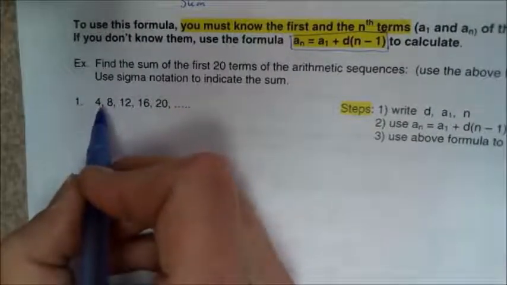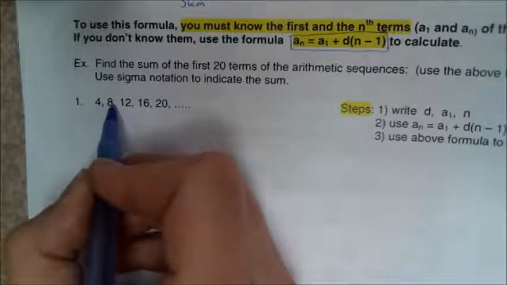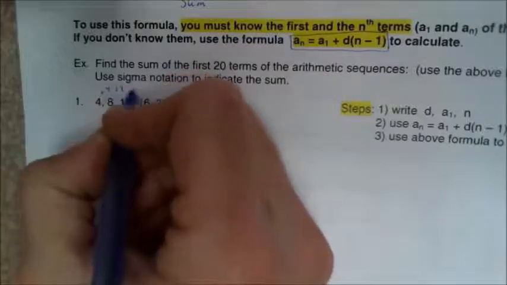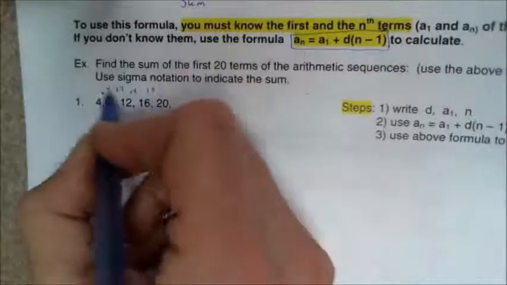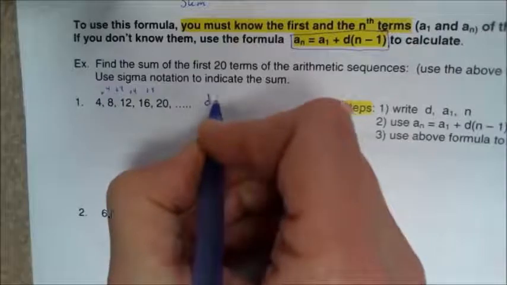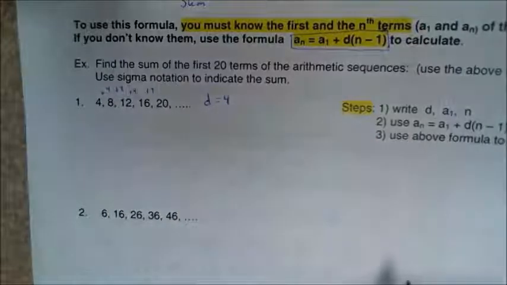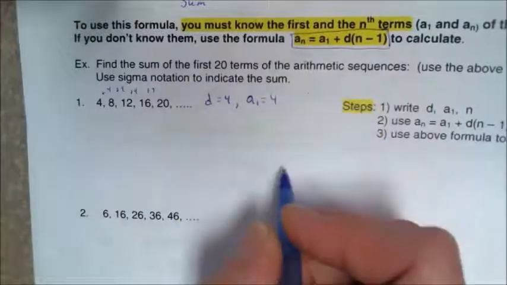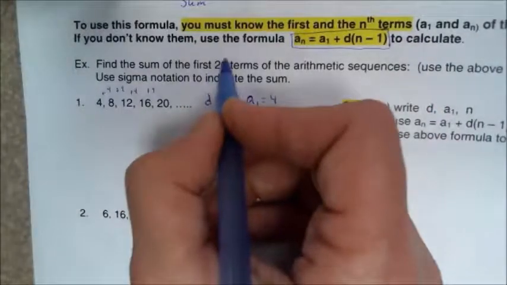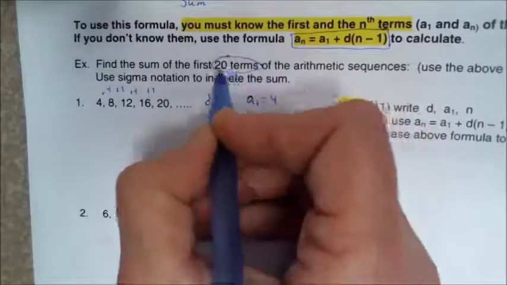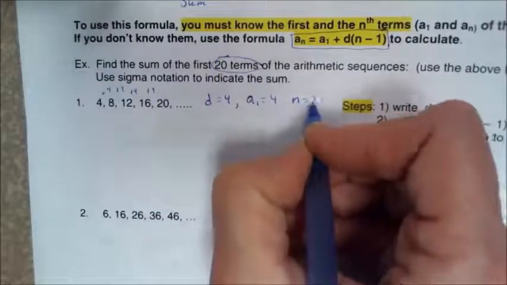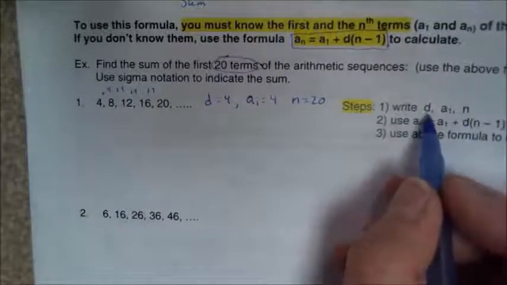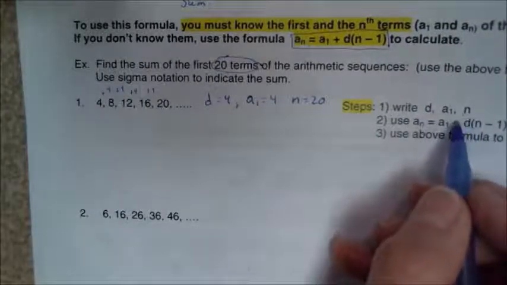Here's an arithmetic sequence: 4, 8, 12, 16. What you're doing is adding 4 plus 4 plus 4 plus 4. So the d value is equal to 4. The first term is equal to 4 also. And I want to sum the first 20 terms. So n is 20. 20 means how many terms we're summing. So that's the first step: write out what d, a, and n are.